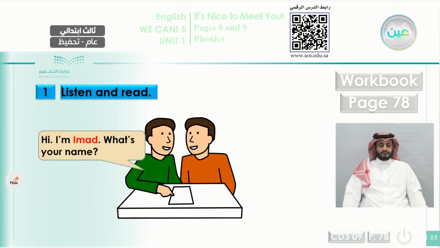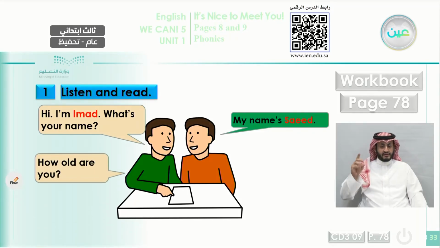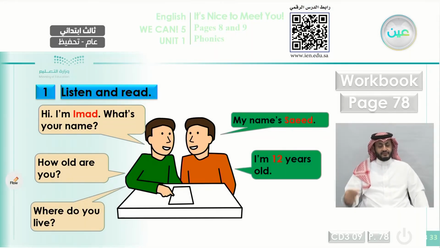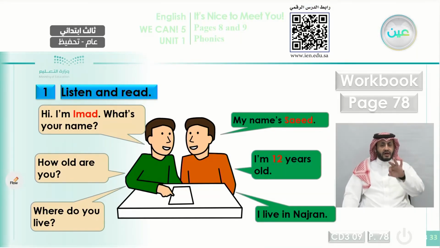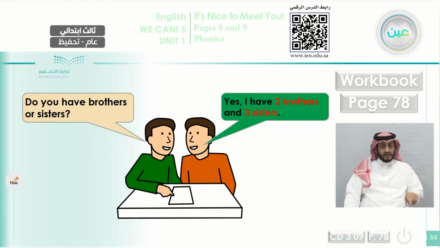You did it, okay? Now look at these two guys. Listen and read. So he's saying here, I am Imad. What is your name? The answer goes like this. My name is Saeed. How old are you? He's asking about the age. And he says here, I am 12 years old. Also, there is another question. Where do you live? He answers, I live in Najran. Okay, you can also listen to it by yourself. The next question here, do you have brothers or sisters? The answers, yes, I have 2 brothers and 3 sisters.